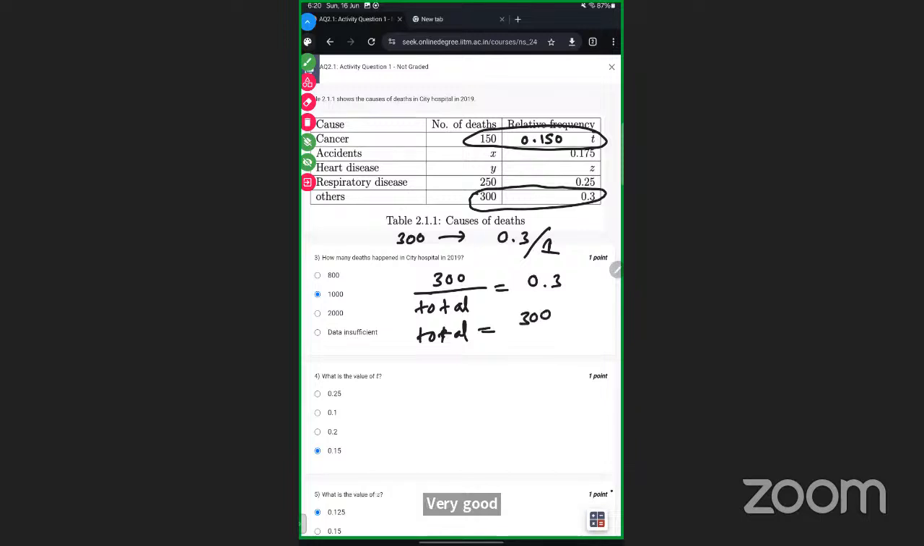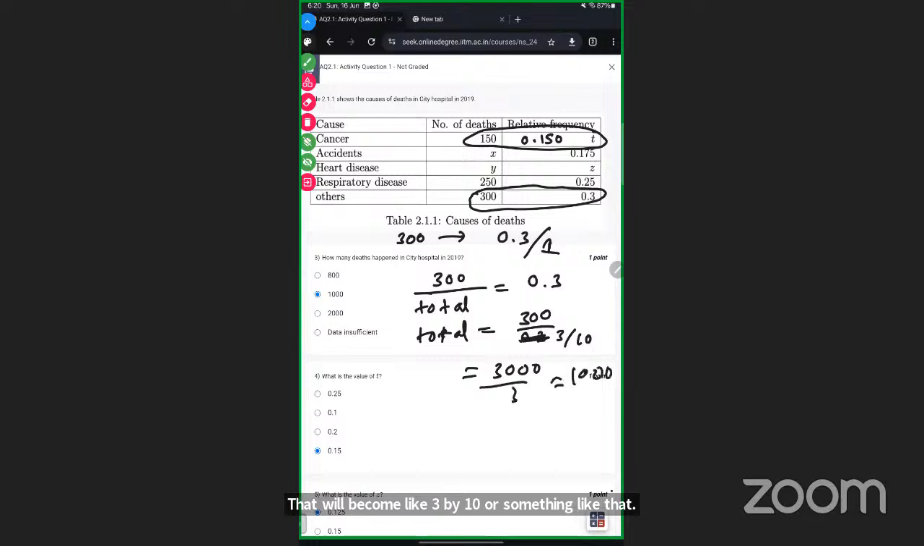So total will be equal to 300 divided by 0.3. That will become 3000 divided by 3, which is 1000. You can find the total like this also. So you don't need to find x and y first. With this same relation, we can find x, and the sum of all the numbers is 1000. Then y will also come, and from y we can find z. Yes, you can do it that way.